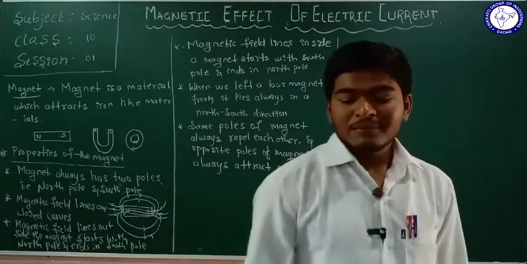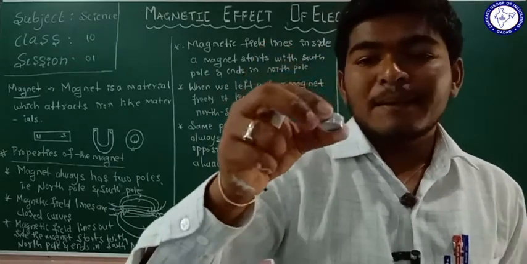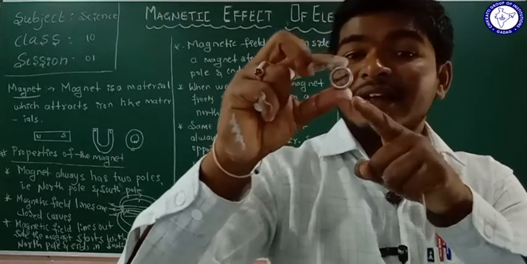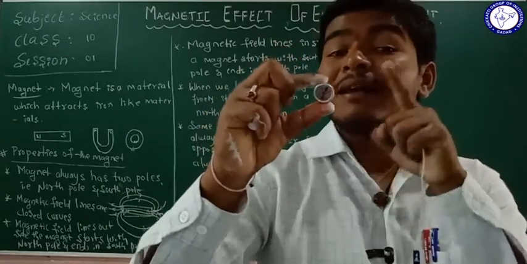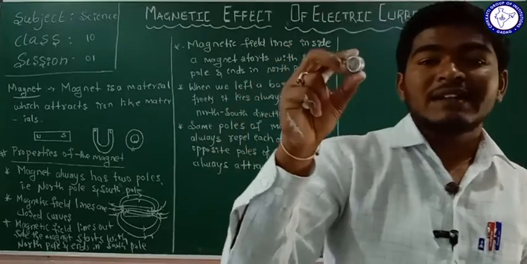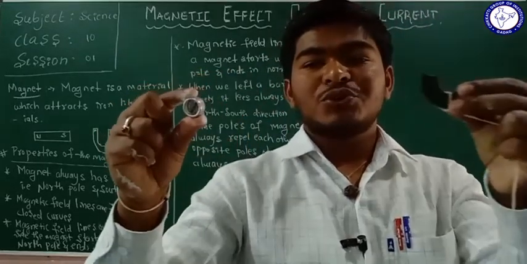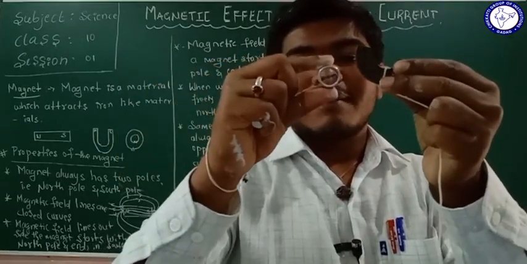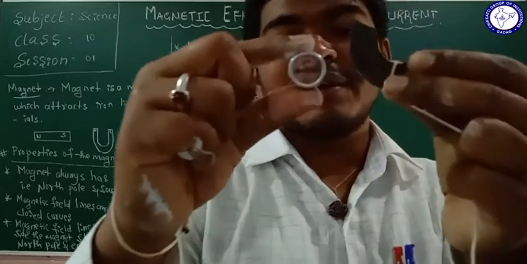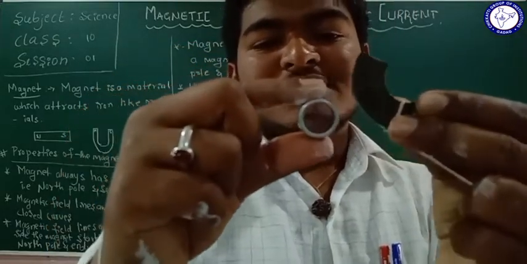So one thing I am considering here is the compass. This compass contains a needle. That needle is also made up of a magnet. When this needle comes in contact with a magnet, what happens here? See, I am showing you. When this needle comes in contact with a magnet, it shows some deflection, isn't it? See carefully here, it shows some deflection.